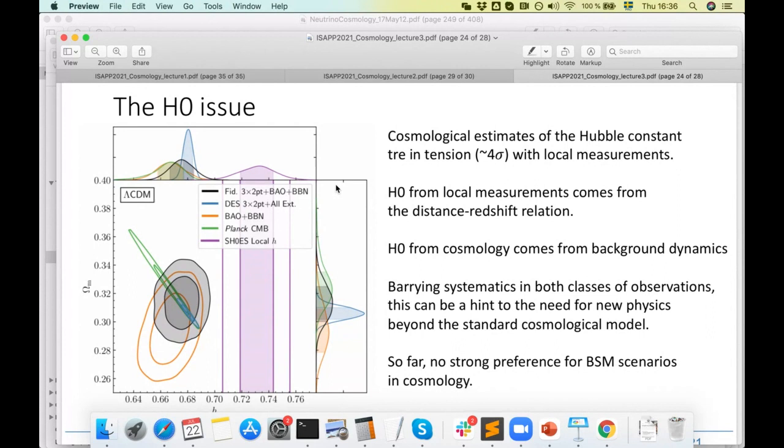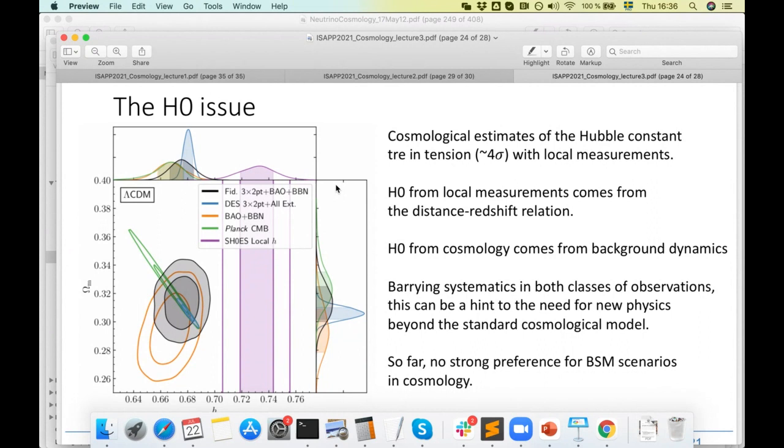Instead, if you act on pre-recombination physics, so if you are able to modify the sound horizon at recombination, then you can have a slightly higher possibility to solve this tension. So models that are able to modify early universe physics are more able to solve the H-naught tension than models that instead are modifying the late-time universe physics.